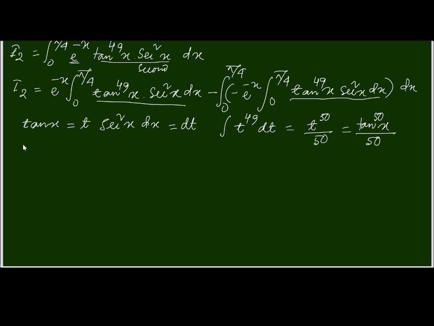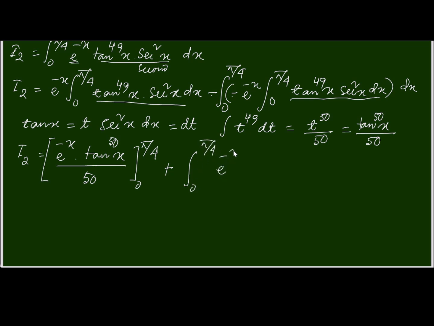So I2 is e to the power minus x into tan power 50x over 50, from limit 0 to pi by 4, and here minus this will be multiplied to become plus the integration from 0 to pi by 4 of e to the power minus x, again this will be tan power 50x over 50.